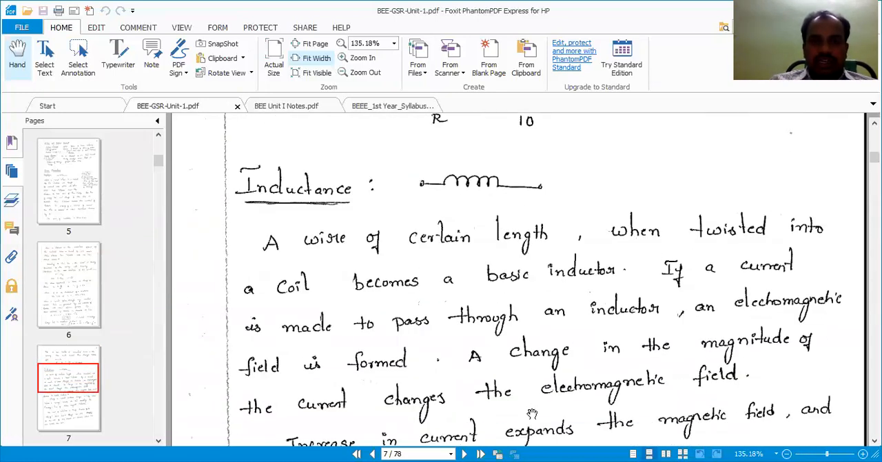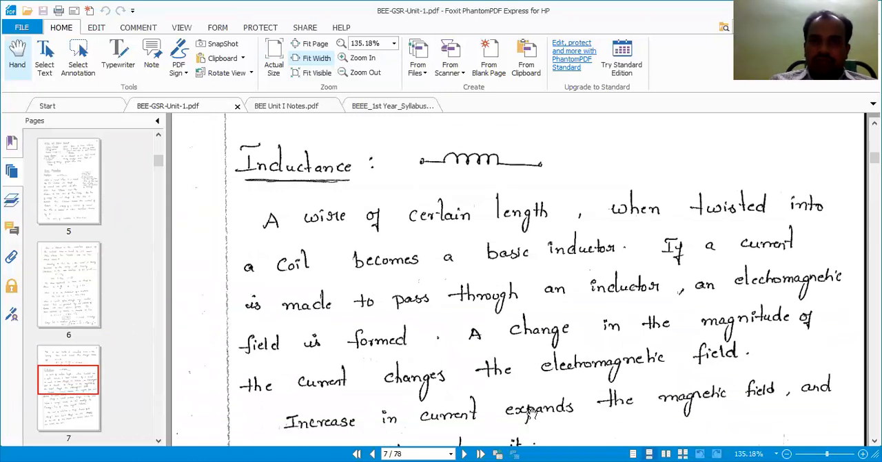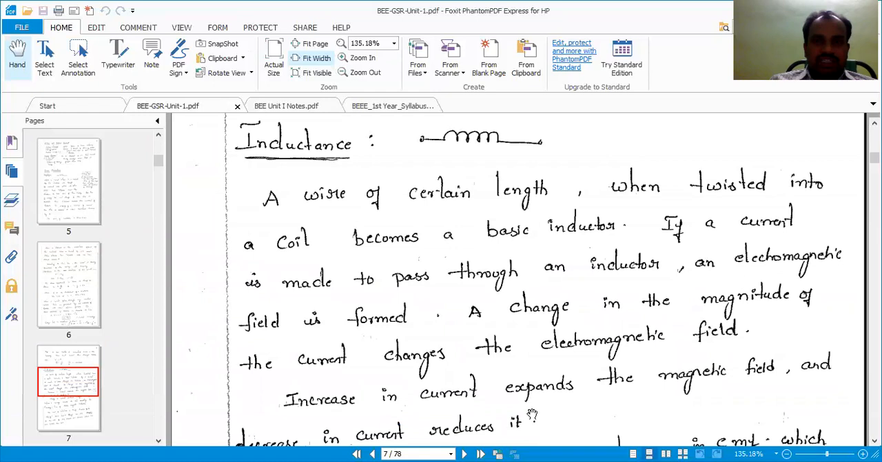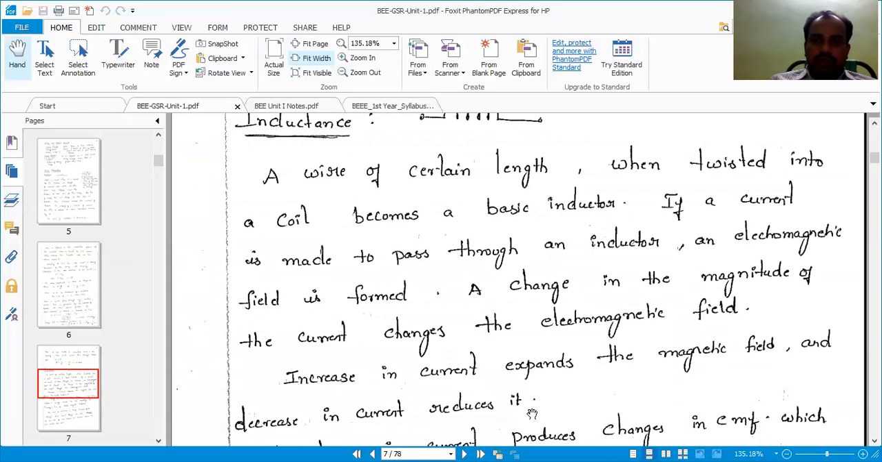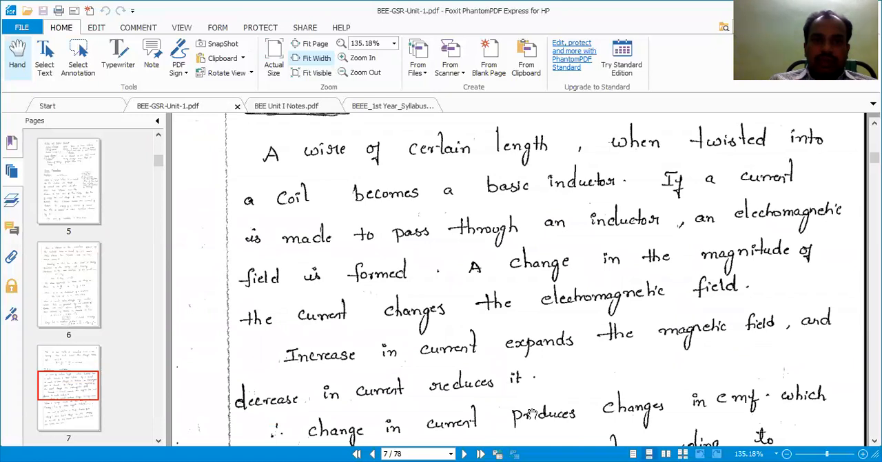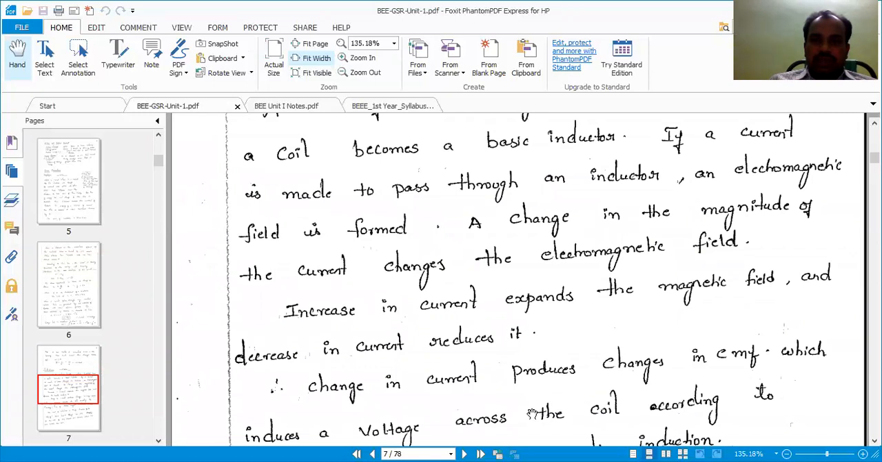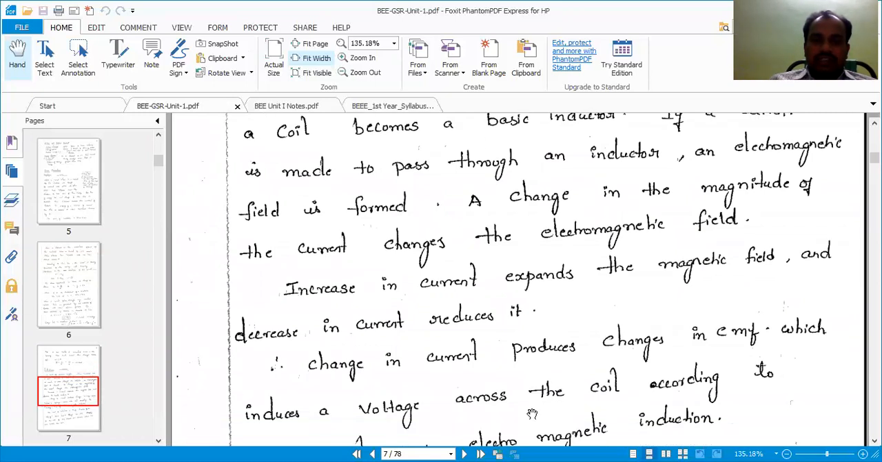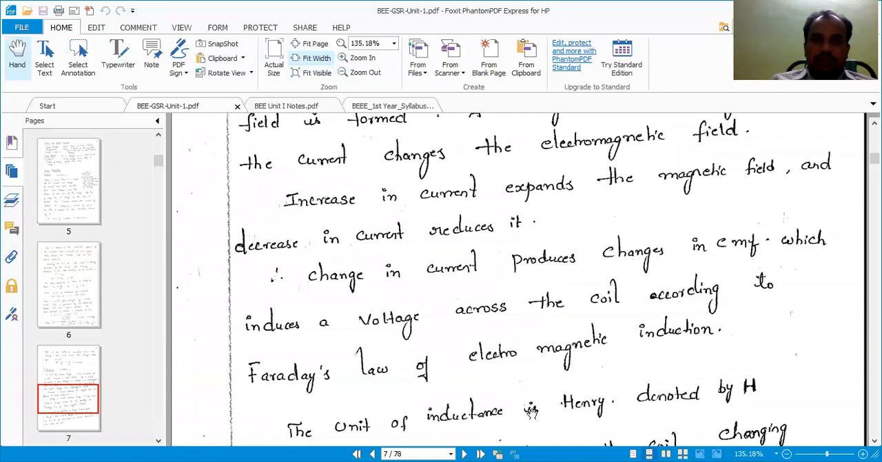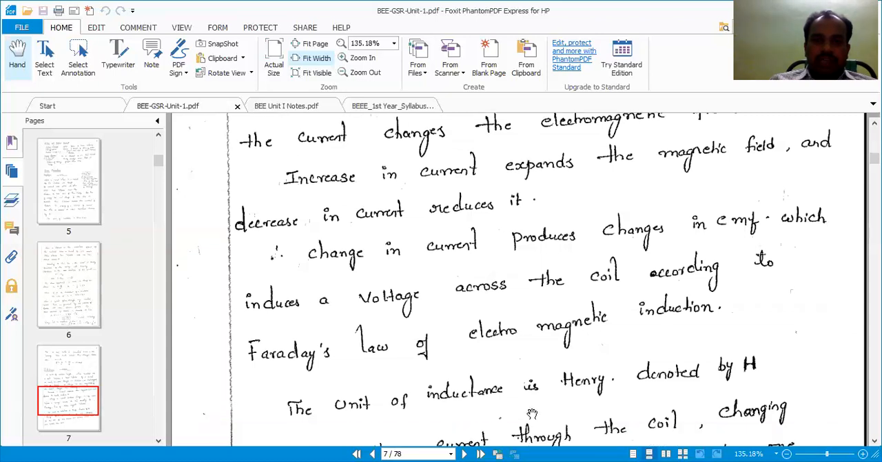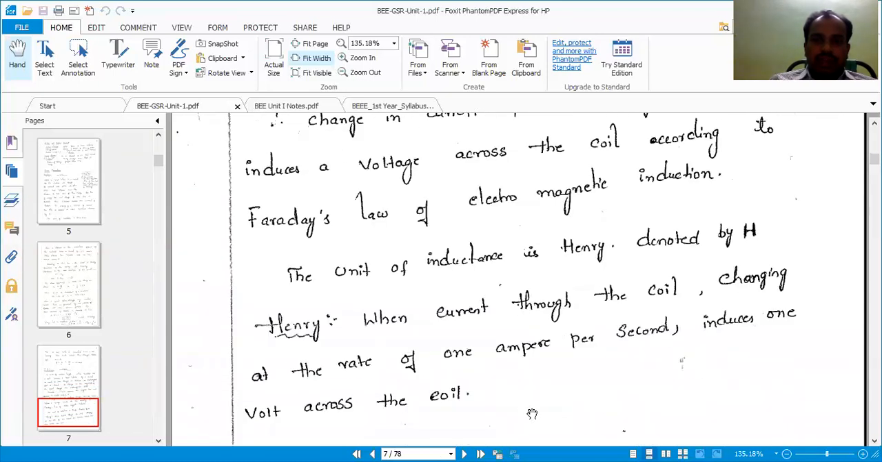The next terminal is inductance. A wire of certain length twisted into a coil becomes a basic inductor. If a current passes through the inductor, an electromagnetic field is formed. Increasing the current expands the magnetic field, and decreasing the current reduces it. The change in current induces a voltage across the coil according to Faraday's laws of electromagnetic induction. The unit of inductance is Henry.